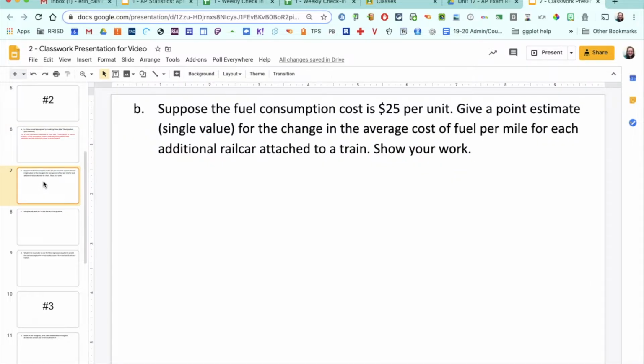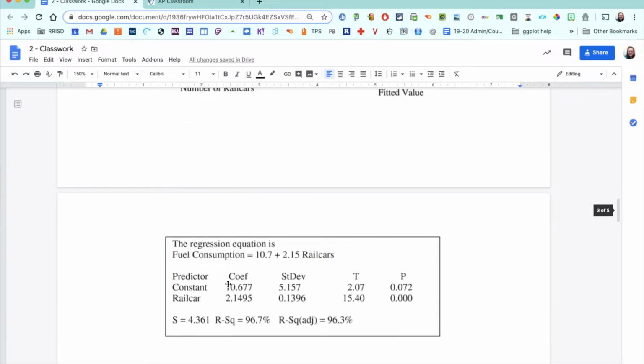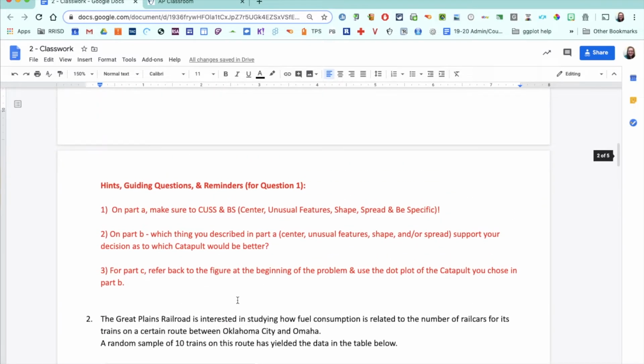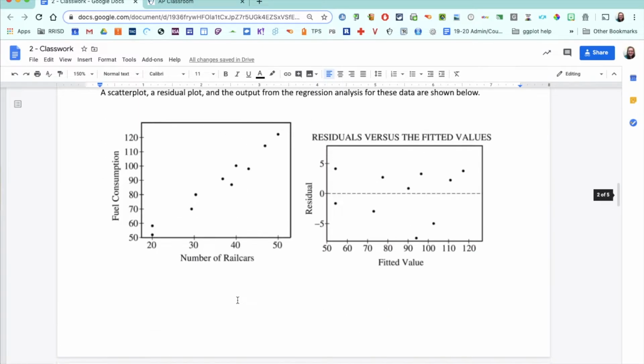So part B is saying that the fuel consumption cost is $25 per unit. Give a point estimate or single value for the change in the average cost of fuel per mile for each additional rail car. So for that, we really have to look at our data down here and know what slope represents in this problem. So slope in this problem would represent the average or typical increase in fuel consumption for every increase of one rail car.